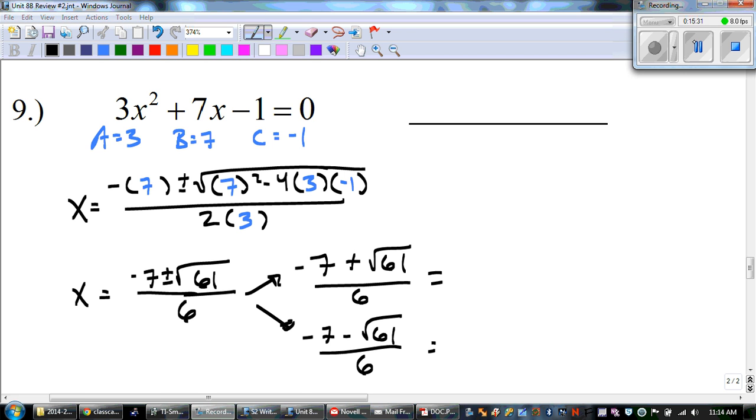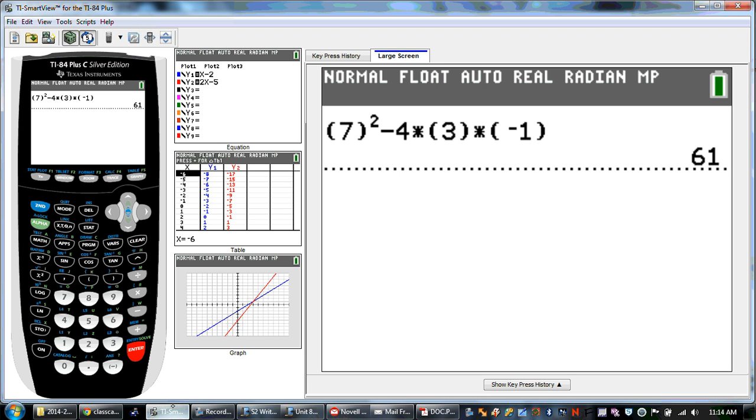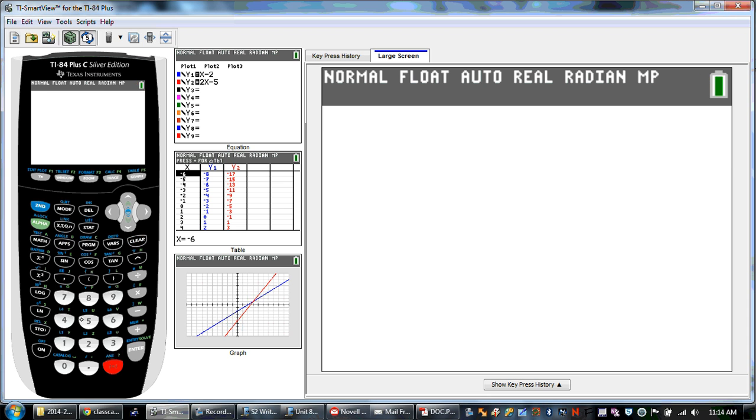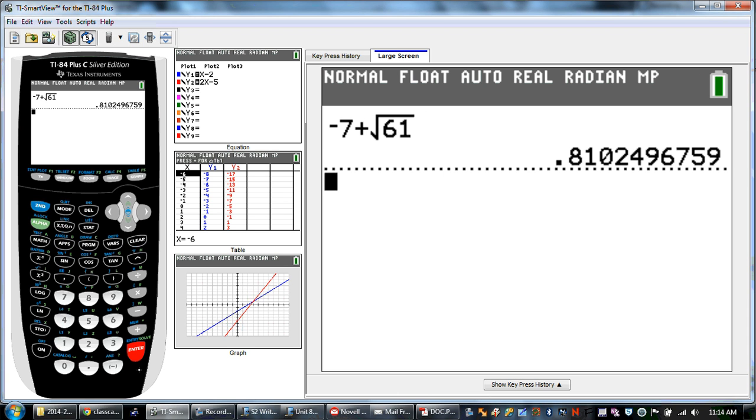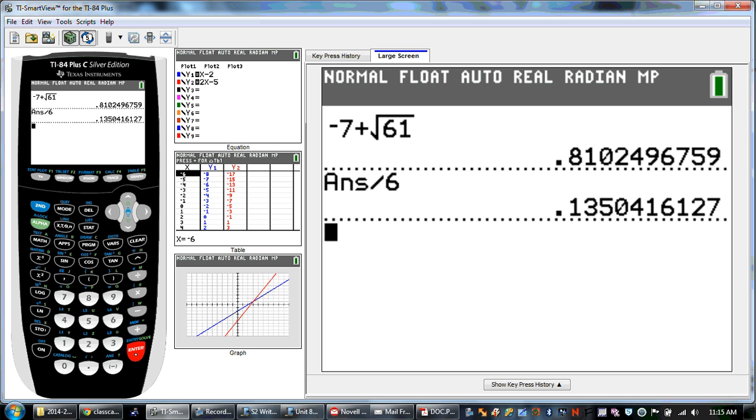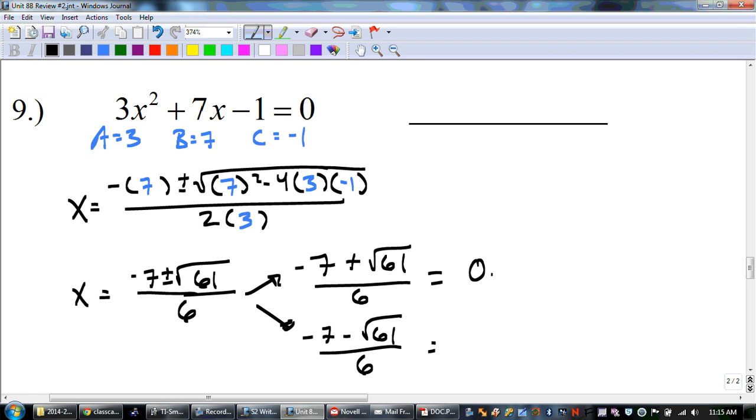And guess what? We're going to do it together. So we have -7 plus the square root of 61. That's what I want to do first. I'm going to get this funky number, and then I want to divide that by 6. And what do I get? Remember, we need to round that, so that's going to be 0.14.